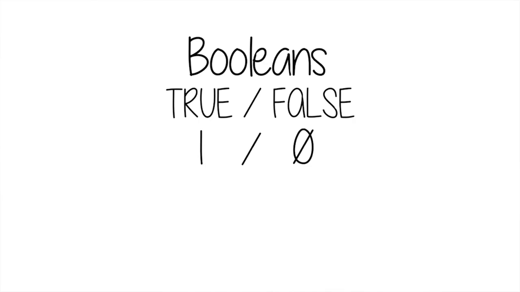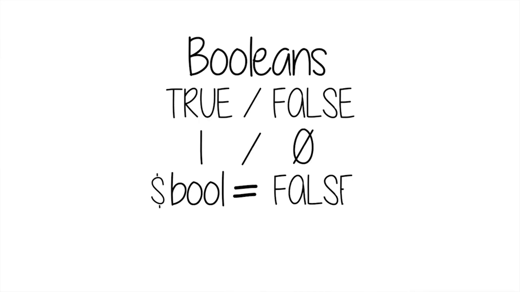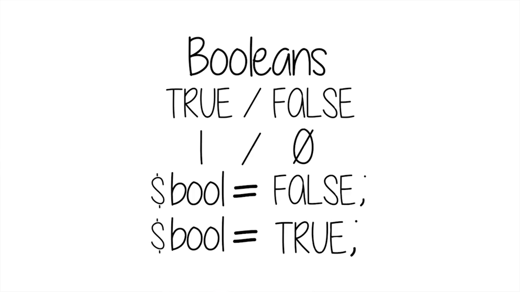So for instance, if we have a variable named bool, we can set that equal to false and follow that by a semicolon. And now the variable bool will be set to the Boolean false. If we want to change that to a true, we simply redefine $bool and set that equal to the keyword true. Follow that with a semicolon. So now bool will be equal to true.